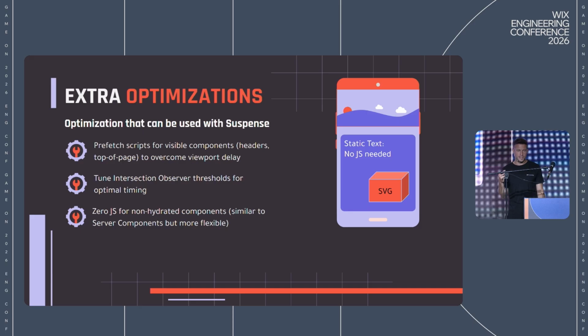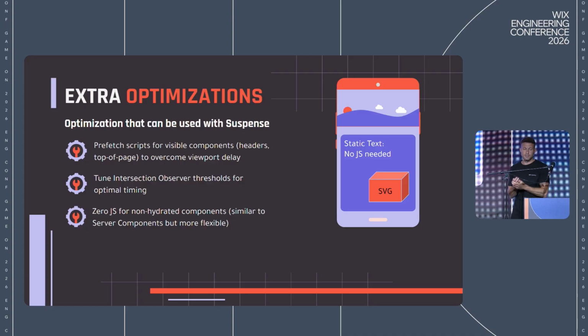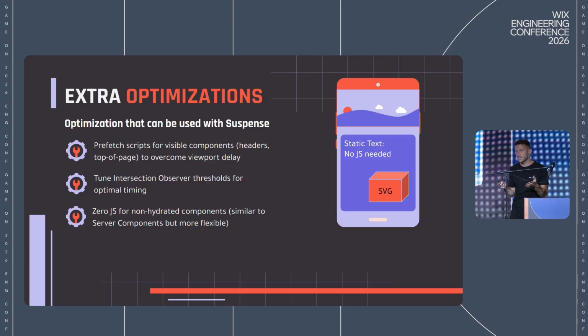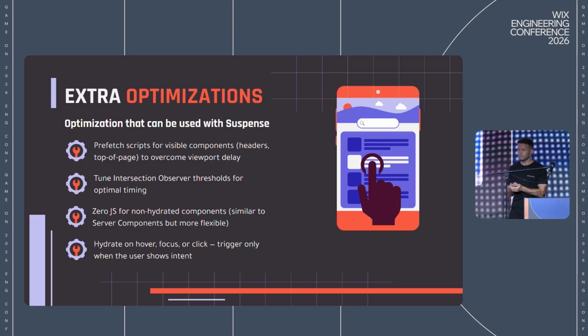Third, we're experimenting with zero JavaScript rendering for non-interactive components that never need hydration, like text, image, or other components that do not require any JavaScript. So this is similar to server components, but with more flexibility and less limitation. As I said before, for a huge project with tons of components, migrating to server components requires a big effort, and with the Suspense approach, it becomes much easier.